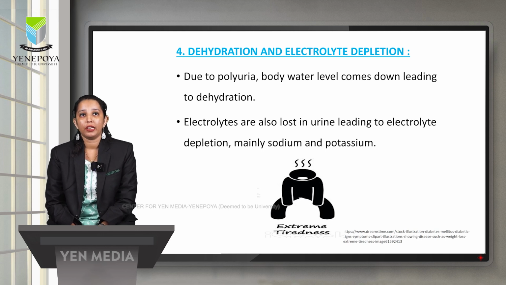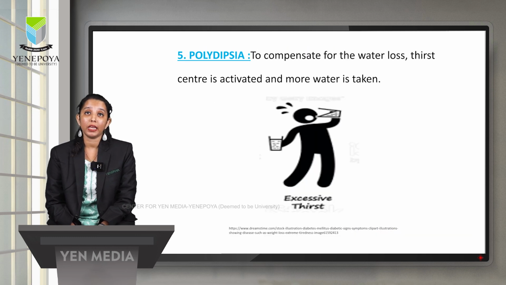Dehydration and electrolyte depletion. Since the person is excreting a large amount of urine, which excretes out electrolytes such as sodium and potassium, the person tends to have dehydration. So, to compensate for it, the thirst center is activated and the person drinks more water.